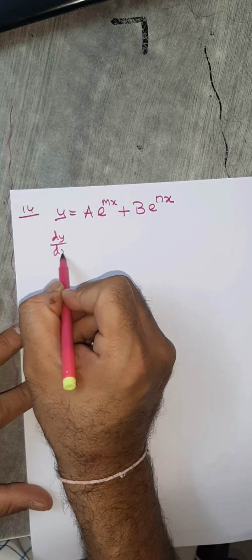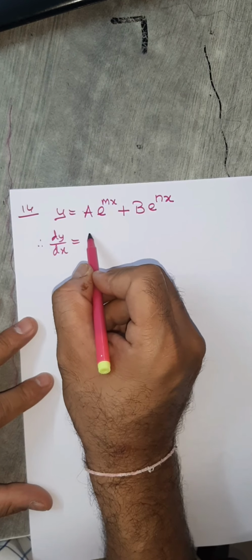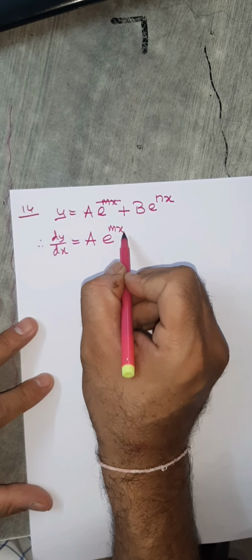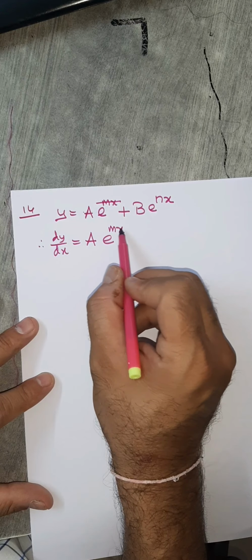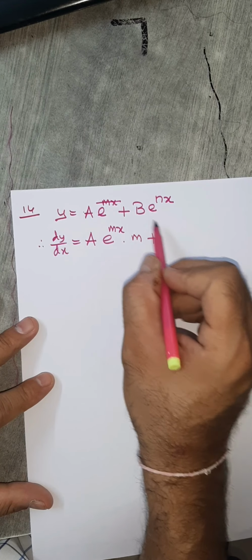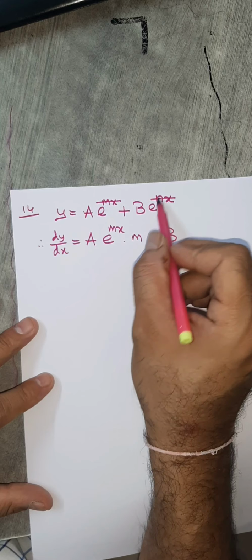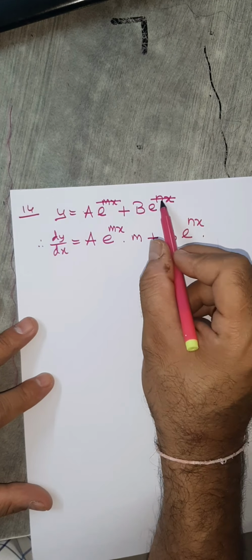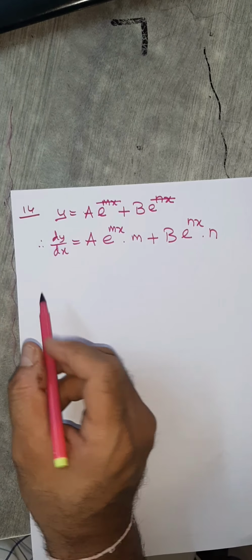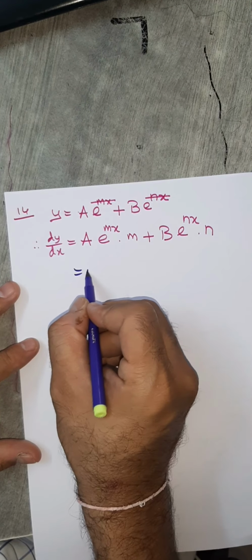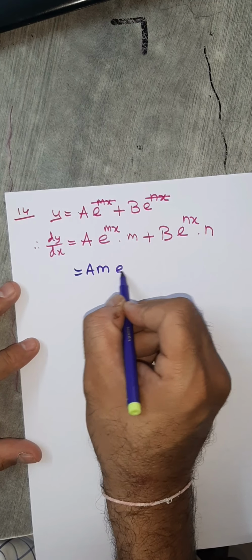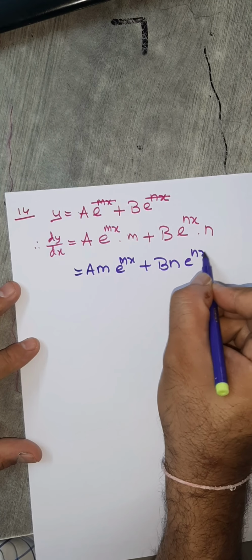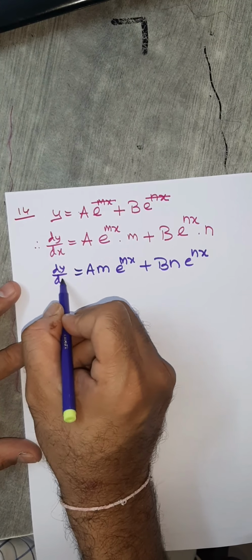So dy by dx equals a being constant as it is. Imagine this is x. What's the derivative of e raised to x? e raised to x. By chain rule derivative of mx, that is m, plus b as it is. Imagine this is x. What's the derivative of e raised to x? e raised to x into, by chain rule, derivative of nx, which is n. So we are getting here a into m into e raised to mx plus b into n into e raised to nx. This is dy by dx.